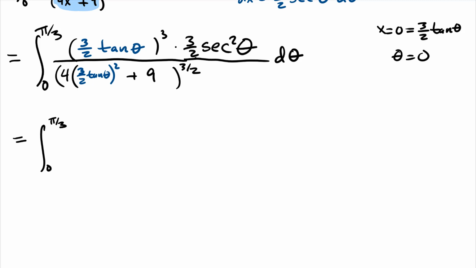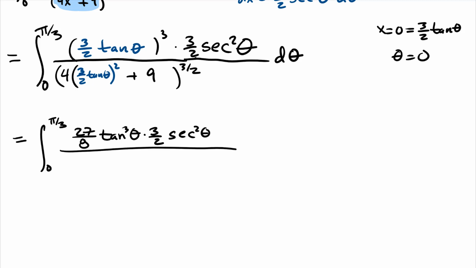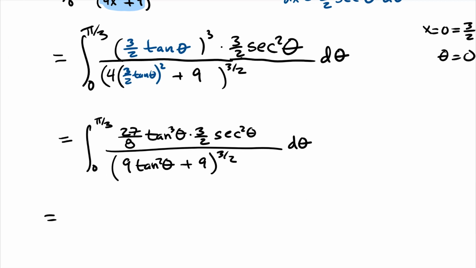So we're going to cube everything up. 3 cubed is 27. 2 cubed is 8. We have tangent cubed of theta times 3 halves secant squared of theta. There's our numerator. Now when we square up in the bottom, we're going to end up with 9 tangent squared of theta plus 9 to the 3 halves power d theta. And like I said, I'm moving quickly. Let's take our numbers from the top and pull them out. 27 times 3, I believe to be 81. 8 times 2 is equal to 16.